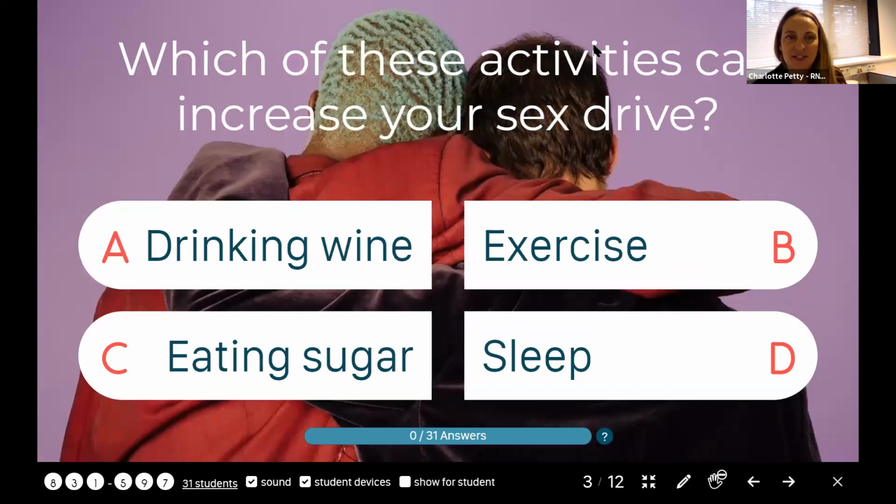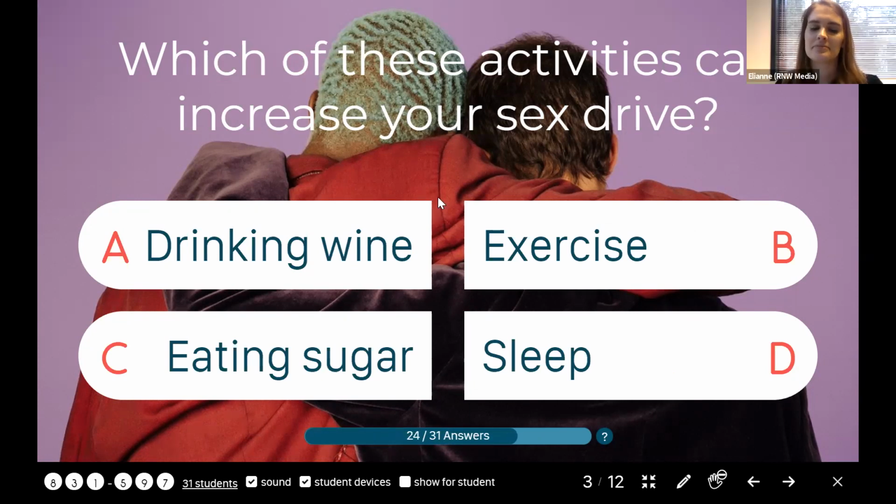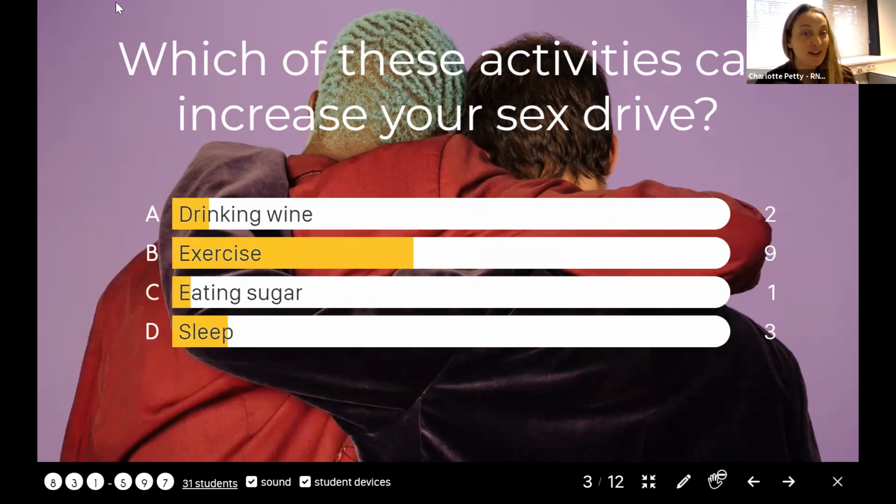So, which of these activities can increase your sex drive? A, drinking wine, B, exercise, C, eating sugar, or D, sleep? I have a personal preference here. Mine's sleep. I've got 3-year-old twins at home. All righty, let's find out the answer. So we may think it's wine or sleep, but as most people here know, exercise is the best way to increase your libido. I object. For me, it's drinking wine.